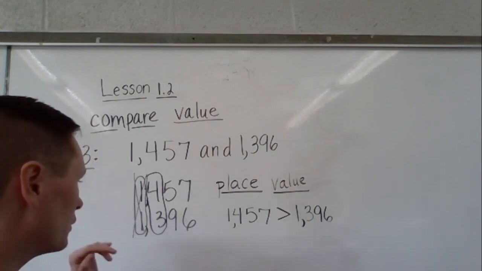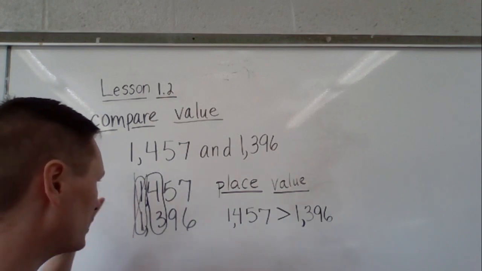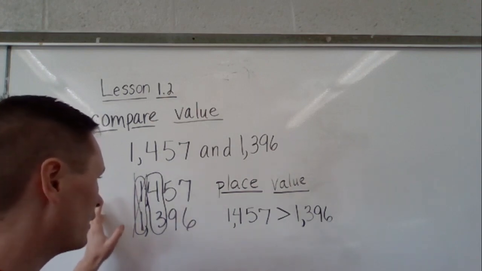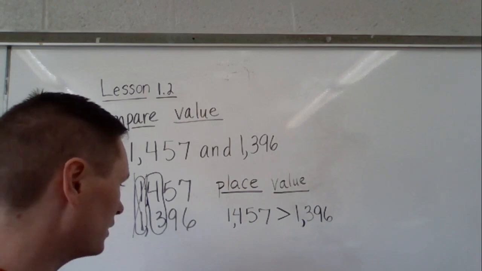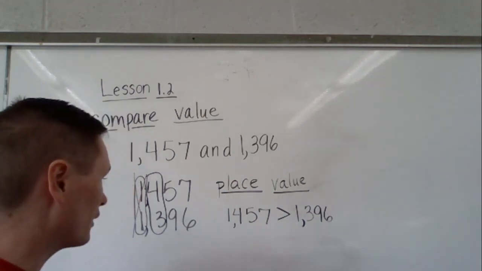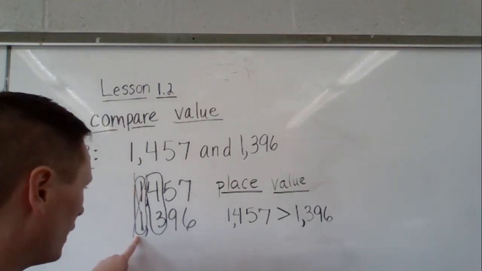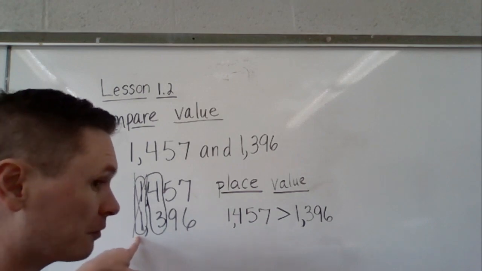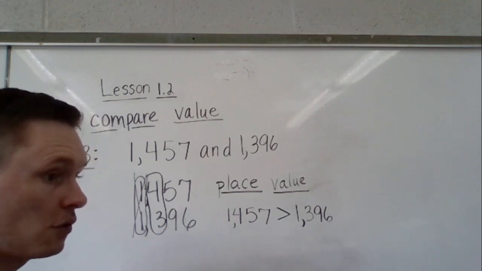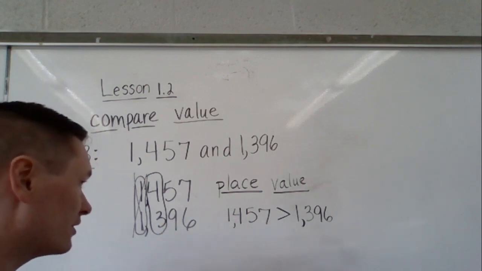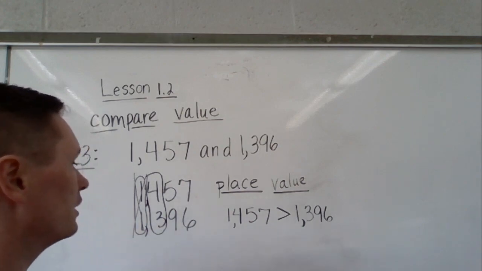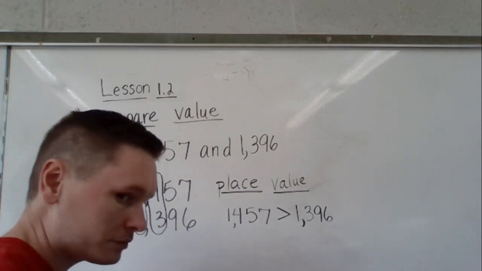That way you ensure that you're looking at the biggest place value first, and you move to the smaller place values. If this would have been a 2 on the bottom here, then this number would be bigger and we wouldn't have to go any further. So then we would know, oh, 2,000 something is bigger than 1,000 something, which means I can stop.